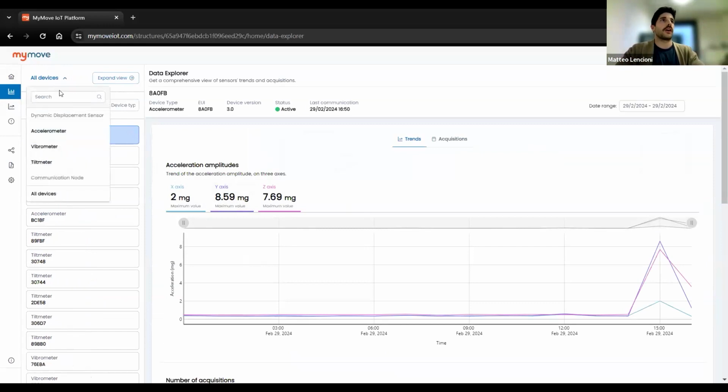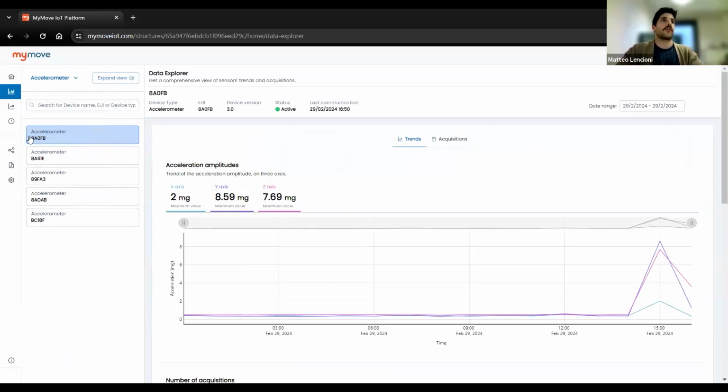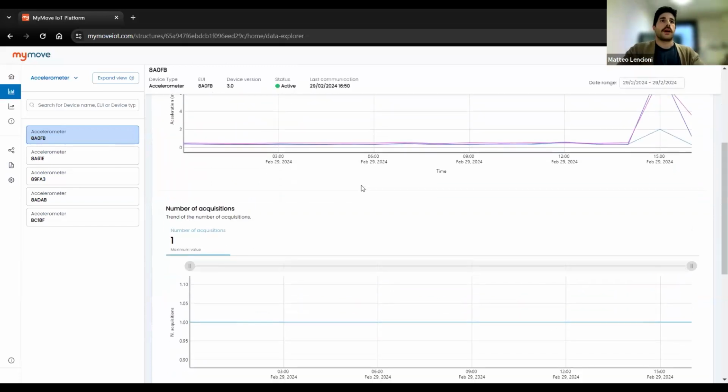For example, now we are selecting one of our accelerometers. So you can see the trends. The trends are, I would say, long-term evolution of certain parameters that the sensors provide. For example, every single one of these points is the amplitude of a vibration that the sensor collected, and there's a lot of vibrations that every single one of these sensors collect and send to the platform. So these are, I would say, summary information tracked over time, as you can see.